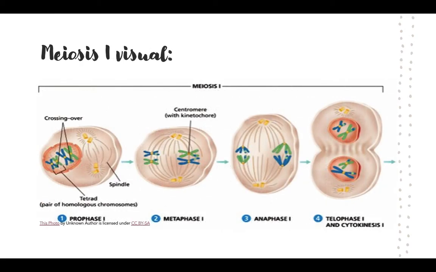So here's a visual of meiosis 1. You can see the tetrads where crossing over takes place, and you can see the aster formation in the animal cells where the centrosomes are. And then in anaphase, you can obviously see how they face each other.